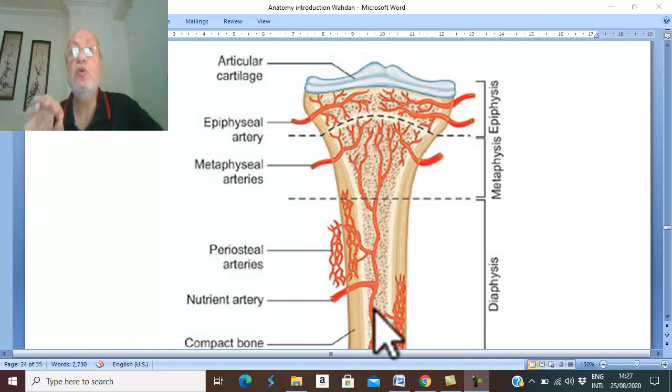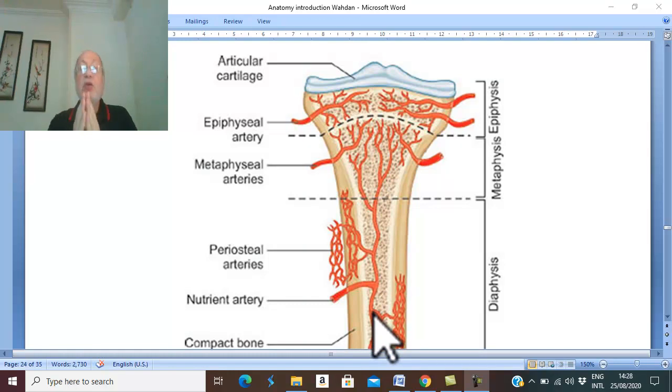The mnemonic to remember the direction of the nutrient artery in the bone is: toward the elbow I flow. The nutrient artery in the upper limb is always directed toward the elbow. To the elbow I flow. And in contrast, in the knee: away from the knee I flee. Away from the knee I flee.